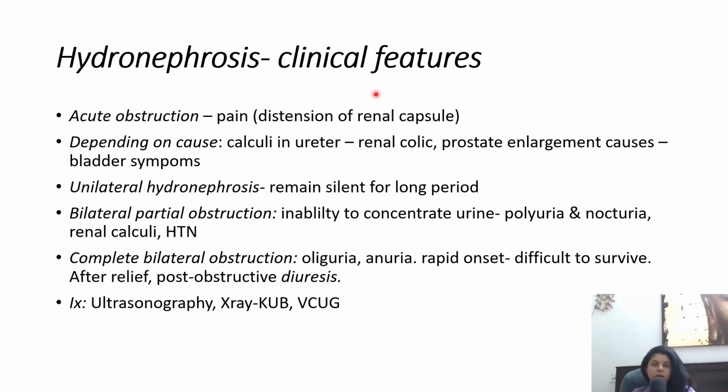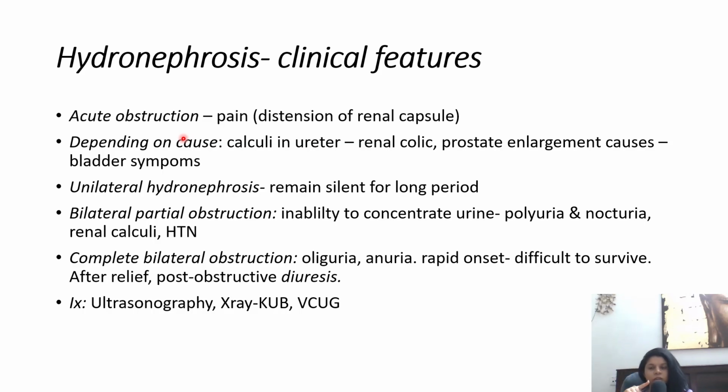Clinical features: if there is acute obstruction, the urine is accumulating so much and so much that the kidney is filled with urine. The pelvicalyceal system and kidney totally are expanding. So you know that the kidney is surrounded by a capsule. Capsule is finite, it won't expand, but the kidney is expanding now, so it is putting pressure on the capsule, so you will get severe pain because of the renal capsular distension. Wherever a capsule is there, if the organ is expanding, you will get pain.